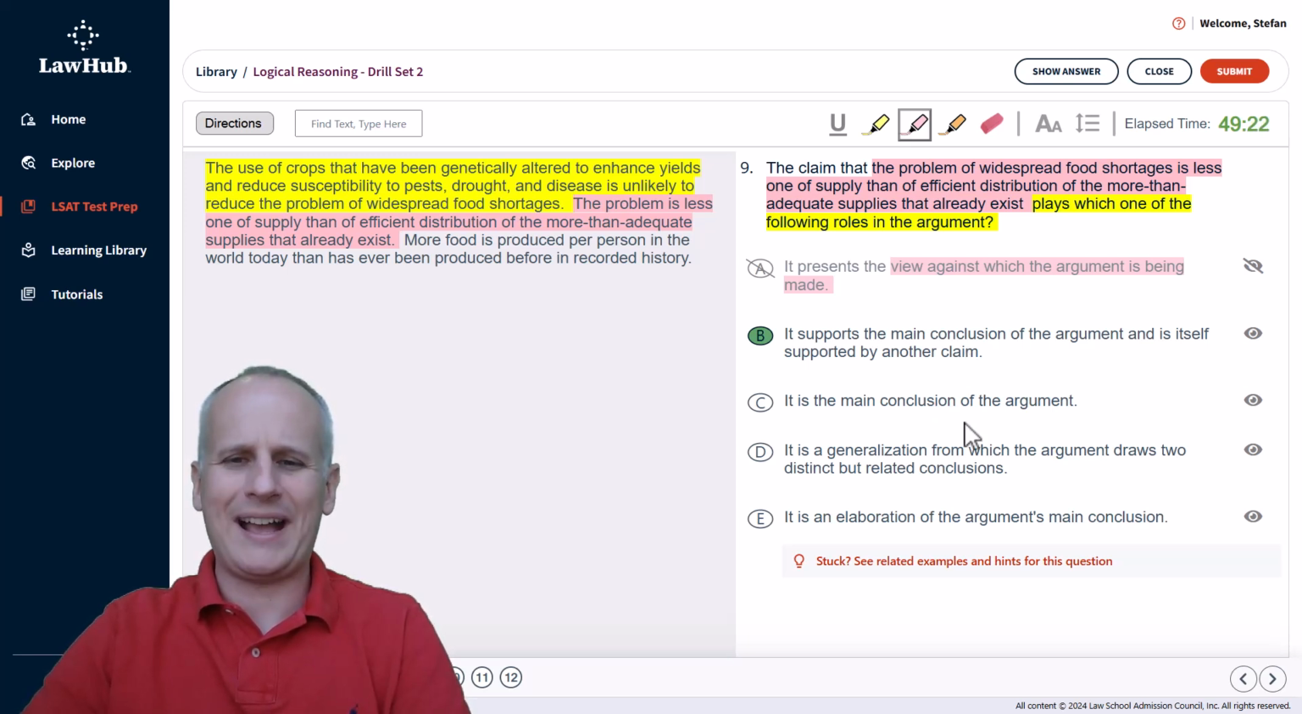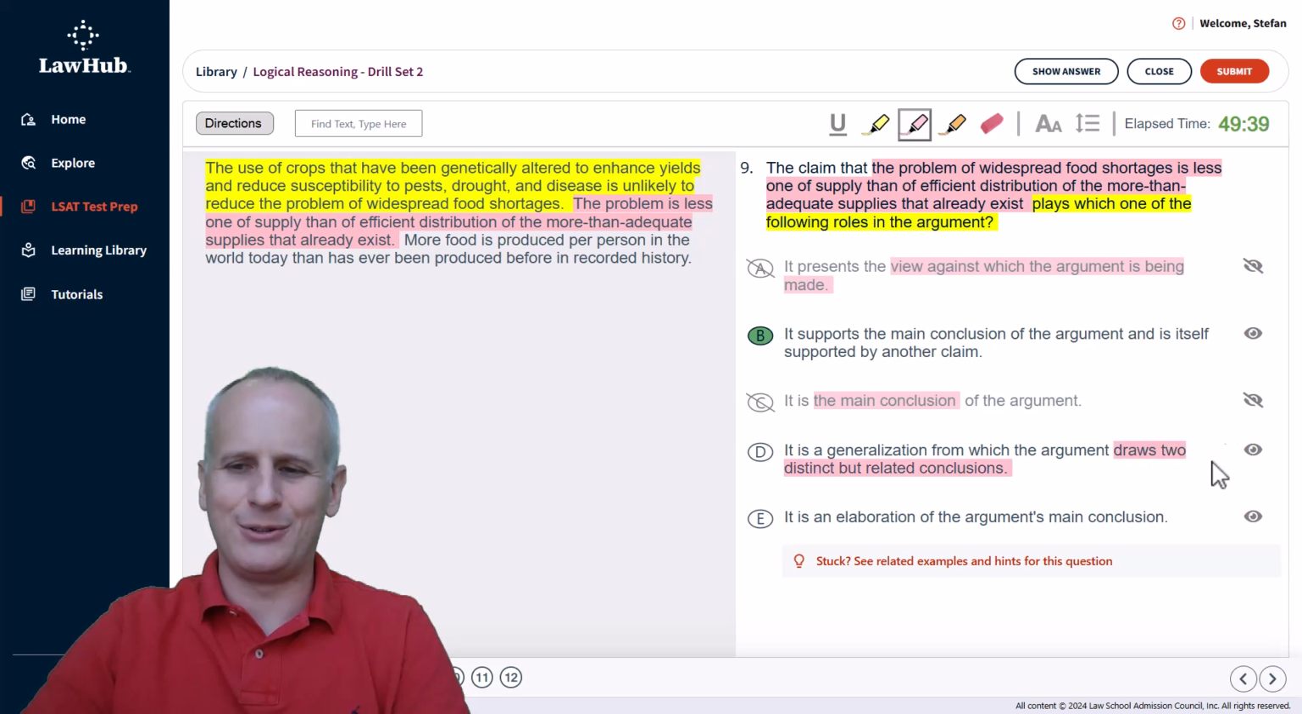Now that we've proactively selected B, we should move more briskly through the remaining answer choices to expedite our approach for the whole section. So choice C, it is definitely not the main conclusion. The yellow is the main conclusion, not the pink. It is a generalization from which the argument draws two distinct but related conclusions. There are not two conclusions, there's just the one conclusion in yellow. And it is not an elaboration of the argument's main conclusion, it is support for the argument's main conclusion.